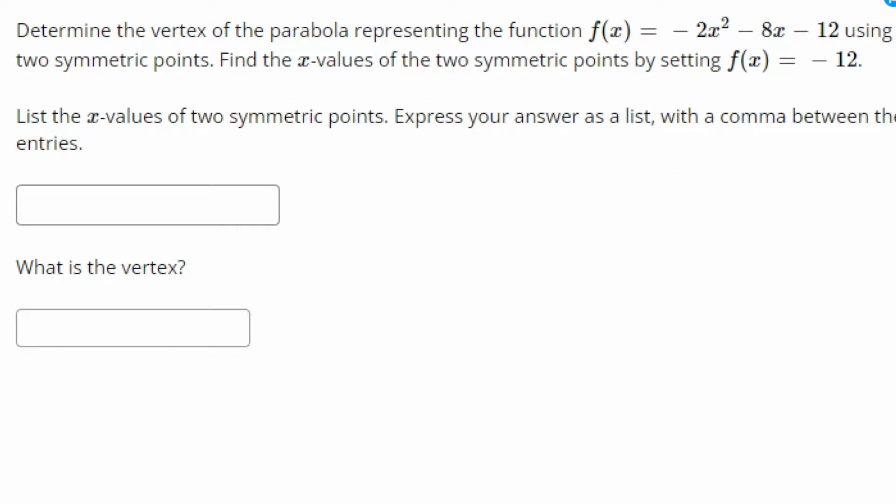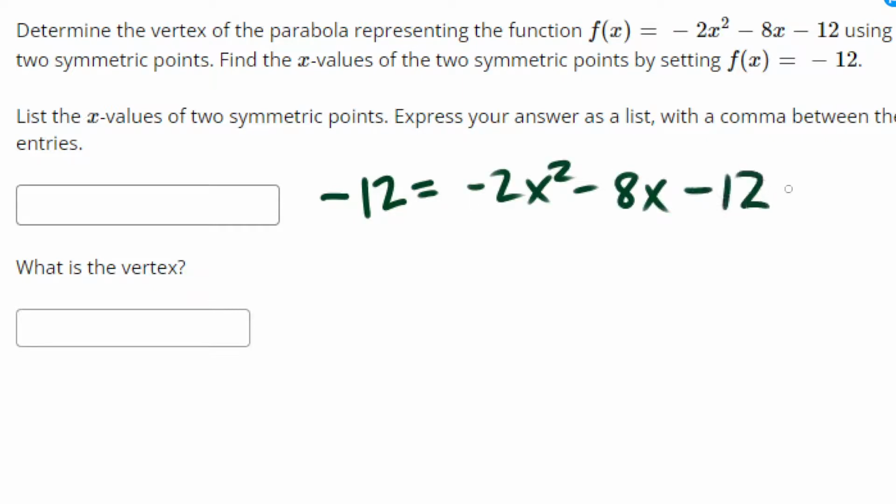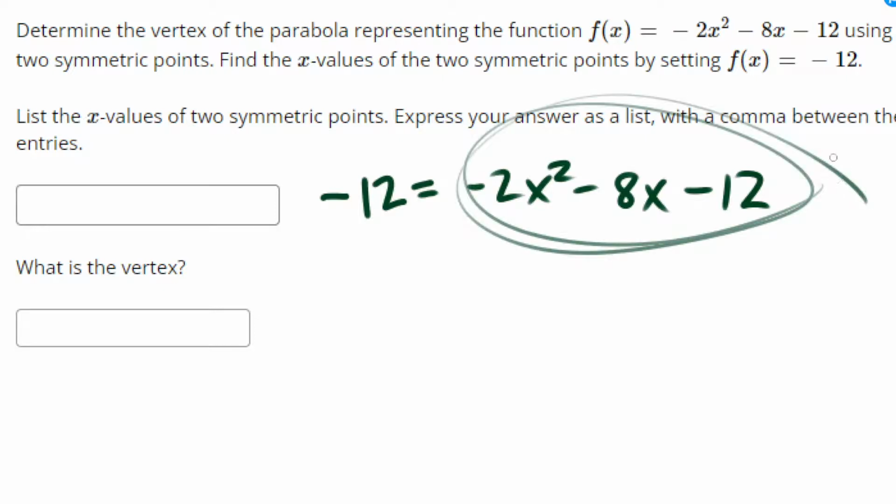Now this one, they're telling us to determine the vertex of the parabola representing the function f of x equals negative 2x squared minus 8x minus 12 using two symmetric points. And we want to find those x values of the points by setting f of x equal to negative 12. So we know that negative 12 is our y in this case, is equal to negative 2x squared minus 8x minus 12. Now we just basically want to set this equal to 0.